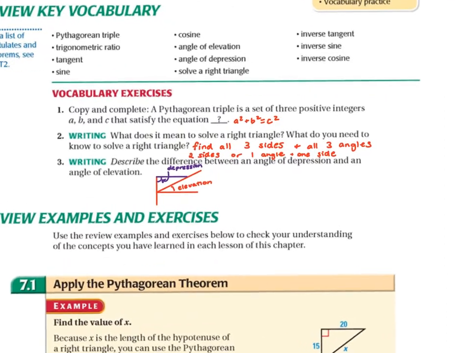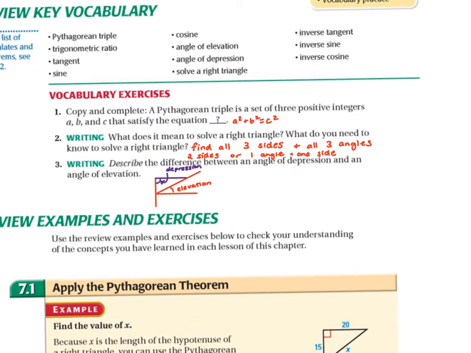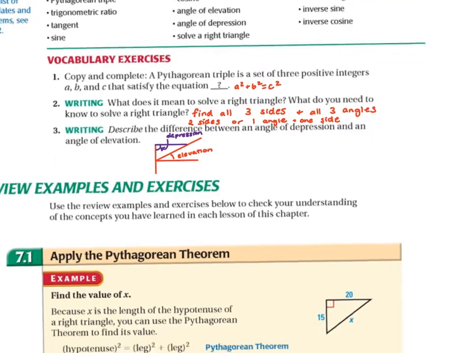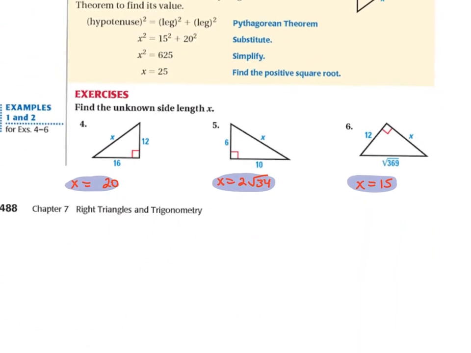Pythagorean Theorem, a squared plus b squared equals c squared. Number 2 says, what does it mean to solve a right triangle? It means to find all the missing sides and all the missing angles. And then 3 is know the difference between the angle of depression and the angle of elevation so that your word problems make sense. Then came Pythagorean Theorem.